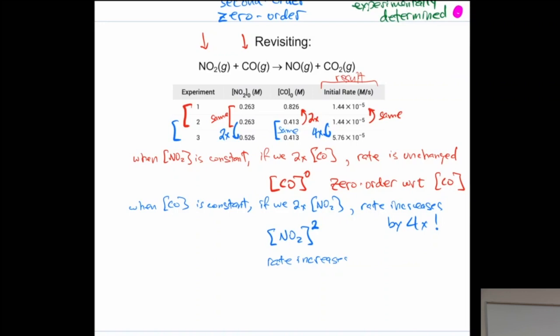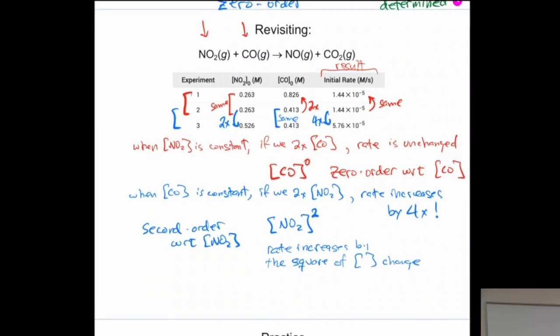The rate increases by the square of the concentration change. So that's going to be second order with respect to the concentration of NO2.